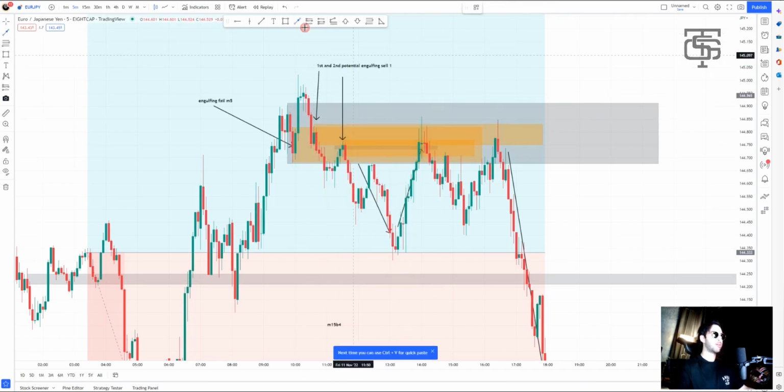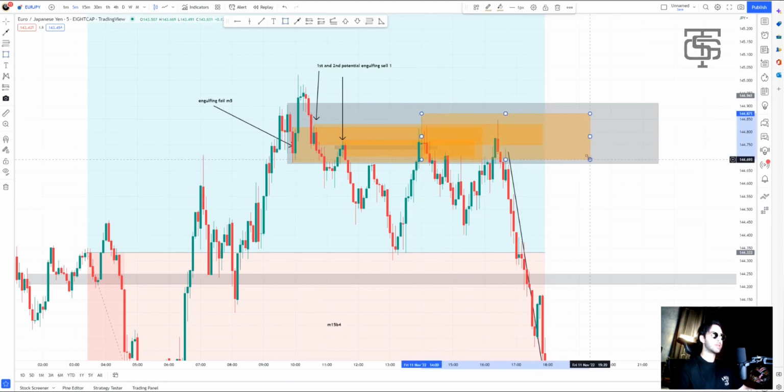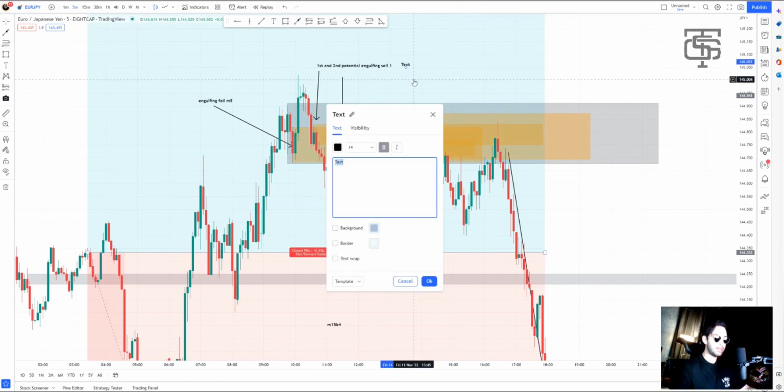So then, after identifying your engulfing fail and your potential zones, you need to identify where the pullback is going to be. So this is the breakout to the downside. Then you need to wait for price to retrace into your zone again. It's very important for you to wait for price to retrace. So as you can see, price retraced into that zone, and then it closed as an engulfing cell.